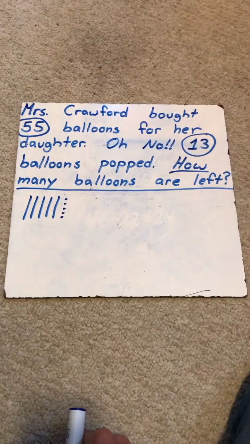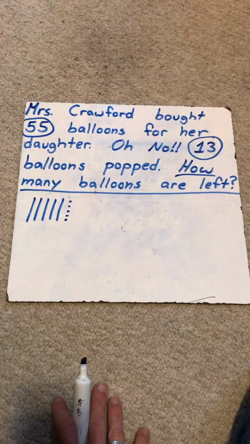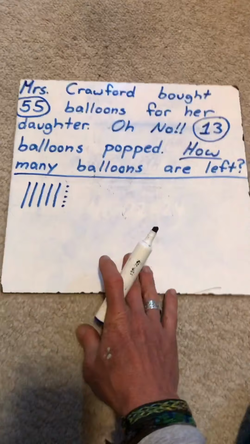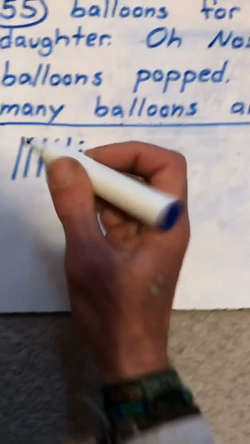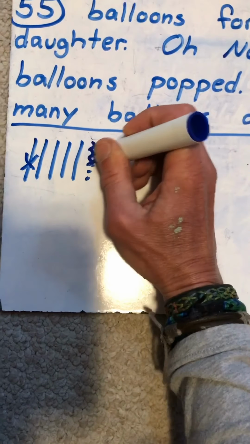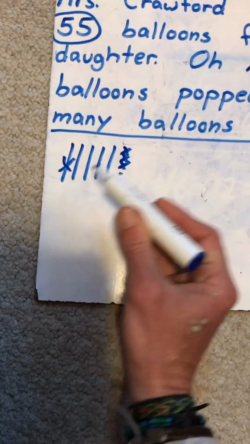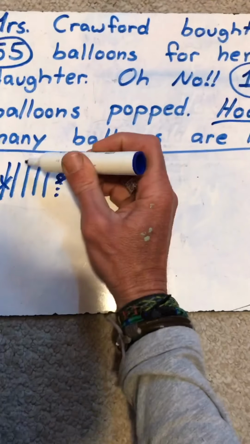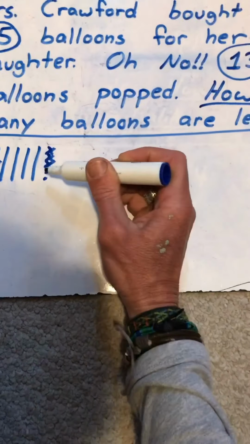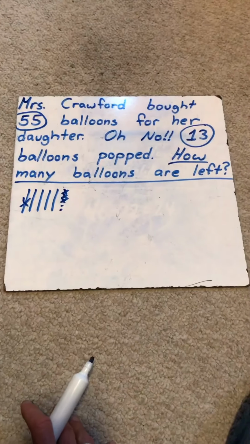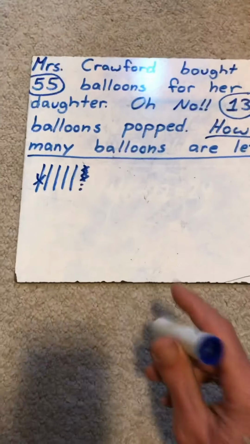13 of them popped. Am I going to add 13 more? No. We're going to cross out 13 because 13 of these balloons popped. So we're going to cross out 10, 11, 12, 13. We crossed out 10 and 3. We crossed out 13. How many balloons are left? Let's look. 10, 20, 30, 40, 41, 42. 40 and 2 is 42. 42 balloons are left.